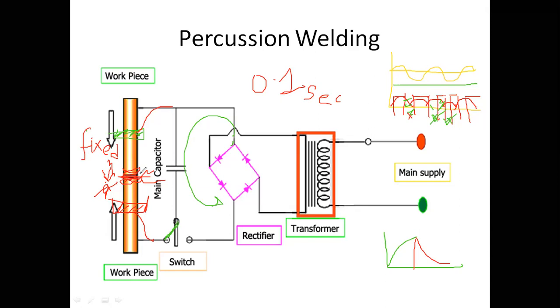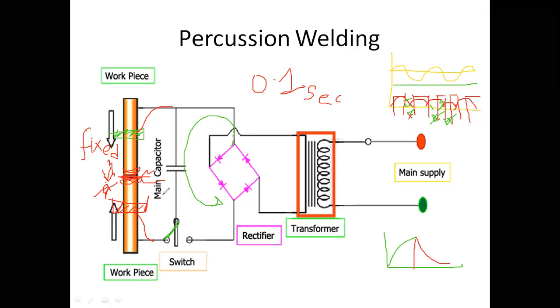Percussion means rapidly, so you have to rapidly apply some force and a sparking condition. The sparking condition is provided by the capacitor discharge, and the capacitor is charged and discharged by the rectifier section and the transformer section. In this way we can provide percussion welding. But percussion welding is applied only for thin material, like wire, not thick rods.